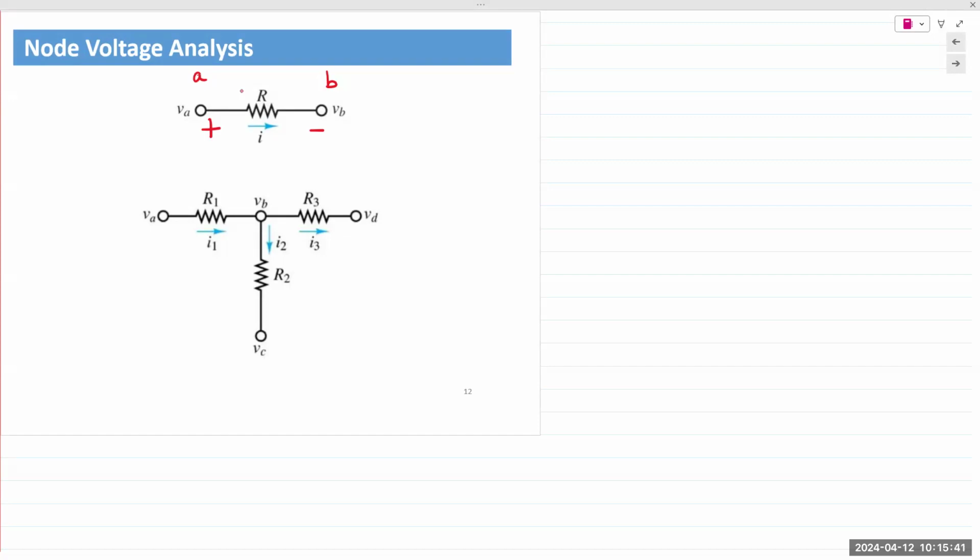So if I was to write an expression for the resistor voltage VR from Ohm's law, I can write VR is I times the resistor R. So the current I is simply VR over R.